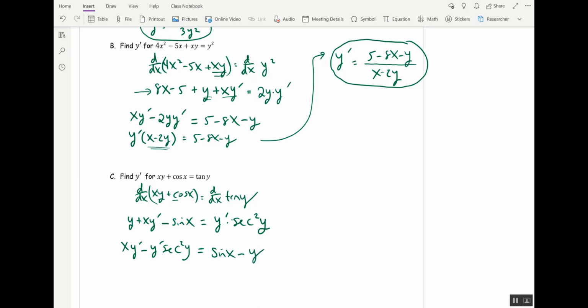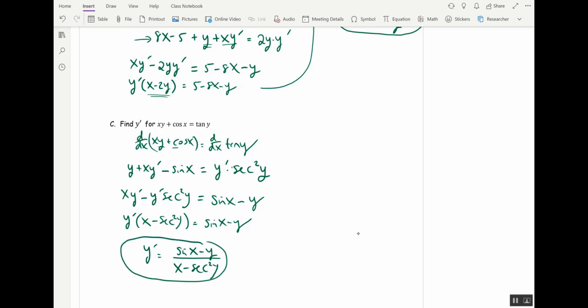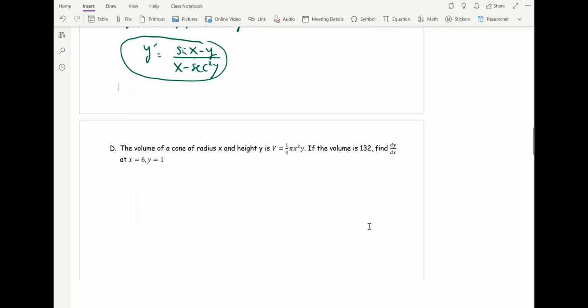All right, then factor the y prime out. (x minus secant squared y) times y prime equals sine x minus y. And finally, divide both sides by x minus secant squared y to get y prime equals (sine x minus y) divided by (x minus secant squared y). And there's your answer. Next page, let's do an application problem.